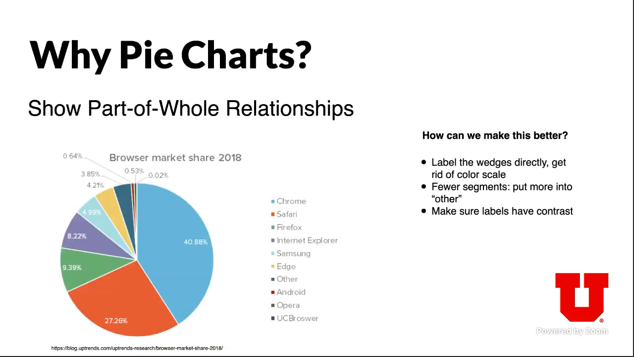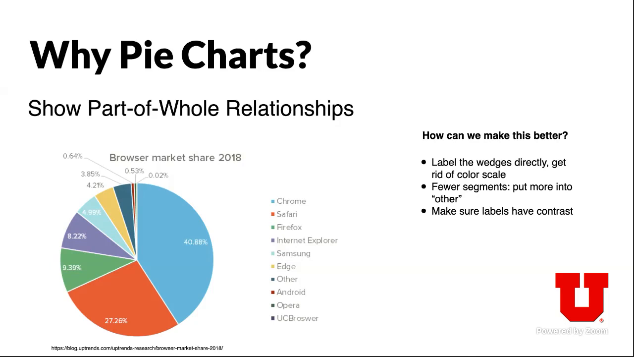Okay, I want to move on to pie charts because pie charts deserve their special treatment because they are so ubiquitous. And so here's a simple pie chart. I picked one that is actually fairly reasonable. This shows a part of a whole relationship on the market share of different browsers in 2018. We have Chrome dominating it, Safari, Firefox, and then we have some smartphones that kind of brand their browsers, it seems like. So this is a reasonable chart.